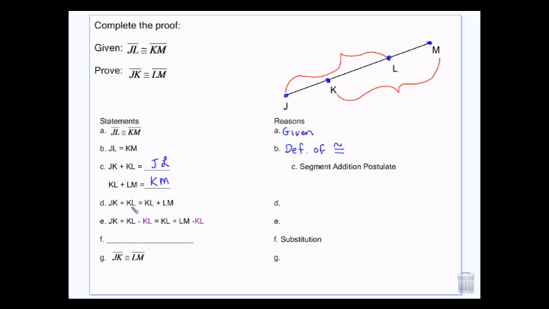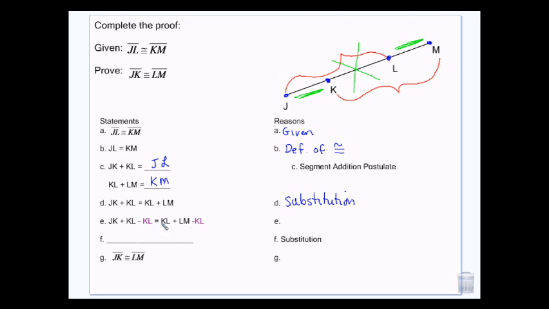JK plus KL is equal to KL plus LM because JL equaled KM. So I took this one out and put this in, and took this one out and put that in. So that's substitution. And then I'm trying to get just JK, just those two things. So the way to do that is to take out this guy.